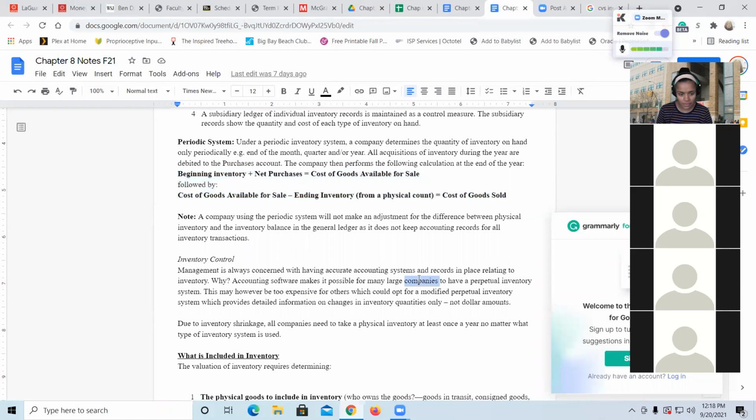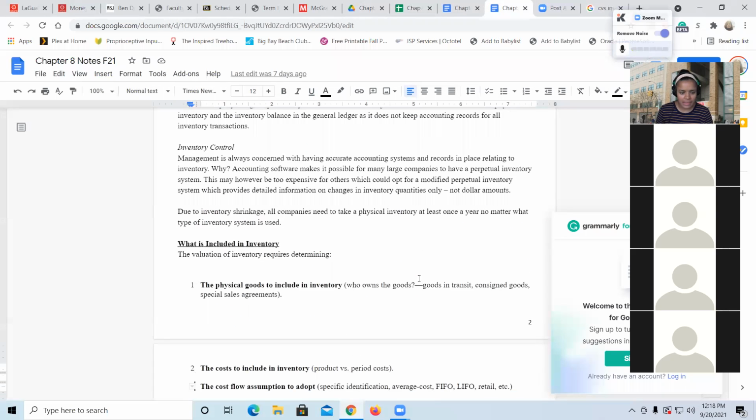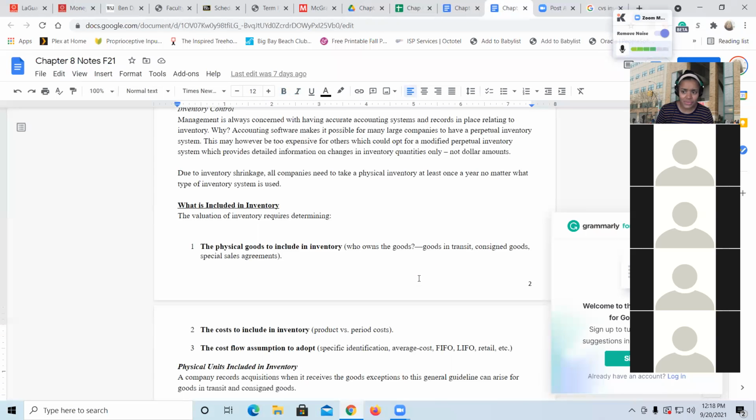We're changing gears now, talking about, we're done with the journal entries, let me say that, for periodic and perpetual, and talk about what is included in inventory. When we say in inventory, we mean in ending inventory at the end of the year. The company has to calculate that number to put it onto the balance sheet. All right, that's really the main thrust of the work that we are doing. We are trying to see what's the number for the balance sheet.